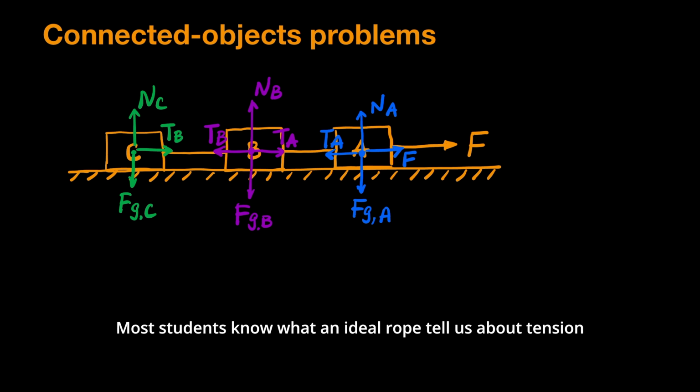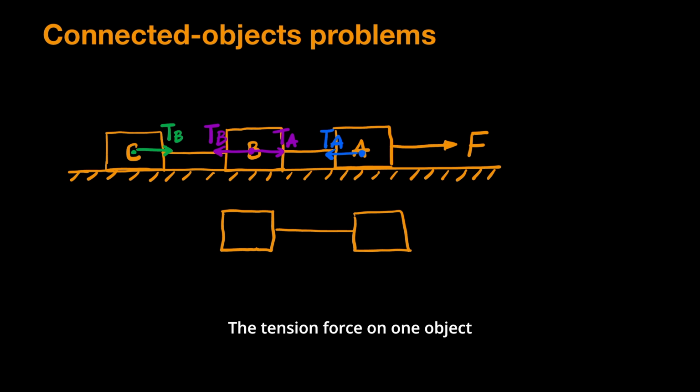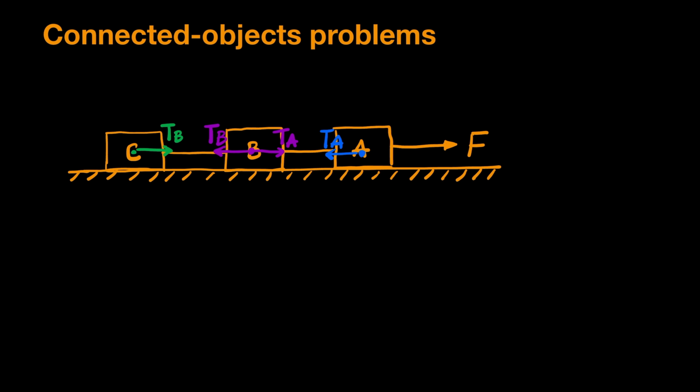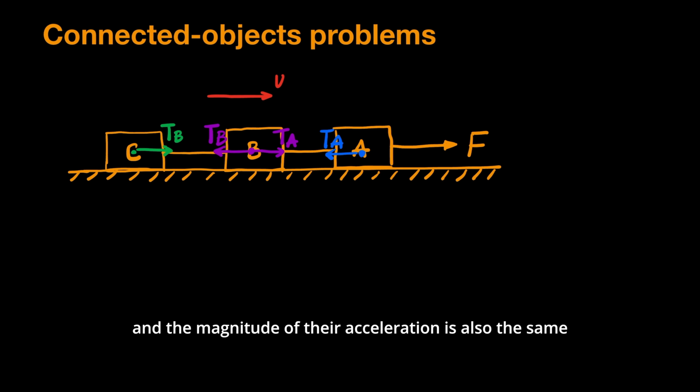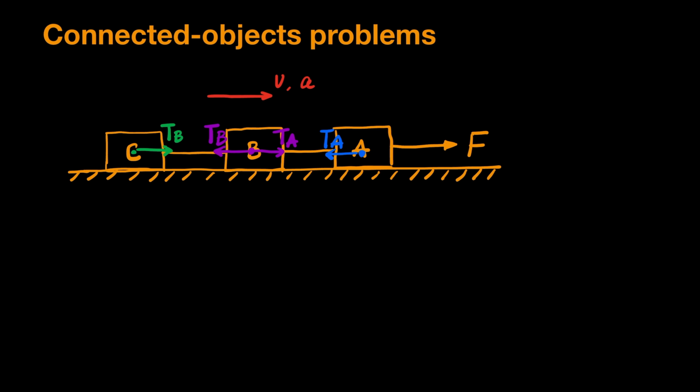Most students know what an ideal rope tells us about tension. The tension force on one object has the same magnitude as the tension force on the other object. But there's another important thing the rope tells us about their motion. When objects are connected by a rope, their motion is linked or synchronized. They move together, their speed is the same, and the magnitude of their acceleration is also the same.